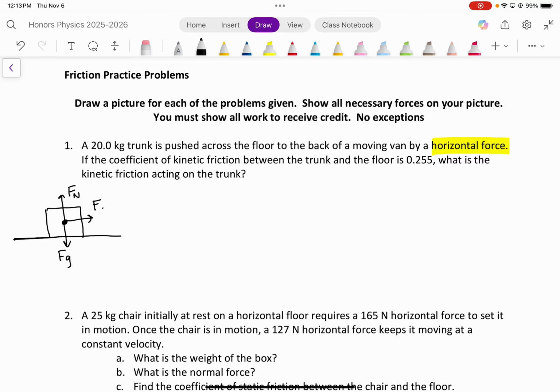So I'm going to call this one F applied. You could call it F push. You could call it F shove. You could call it F horizontal because it says it's a horizontal force. As long as what you call it makes sense, it doesn't have to have a specific name.